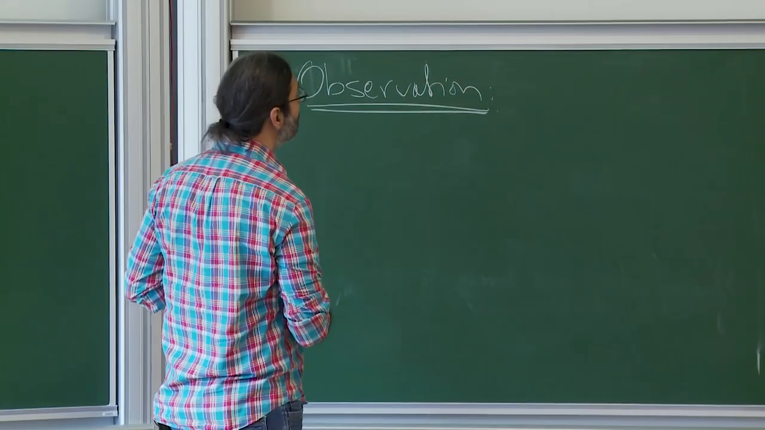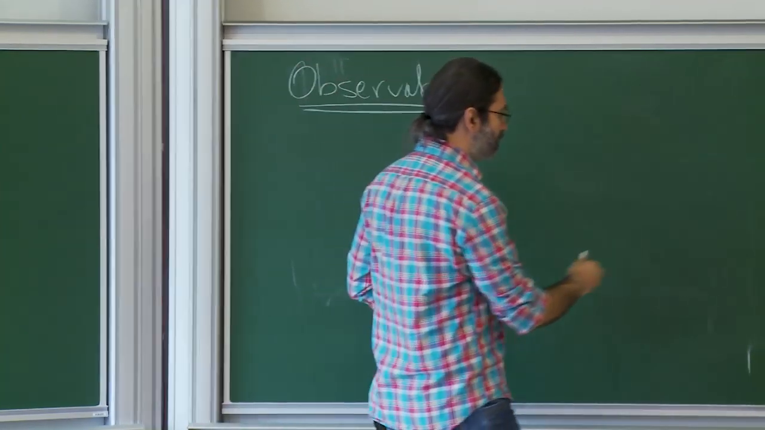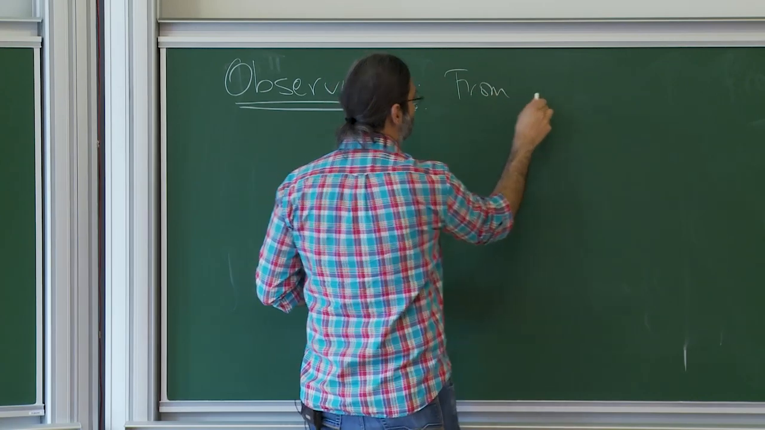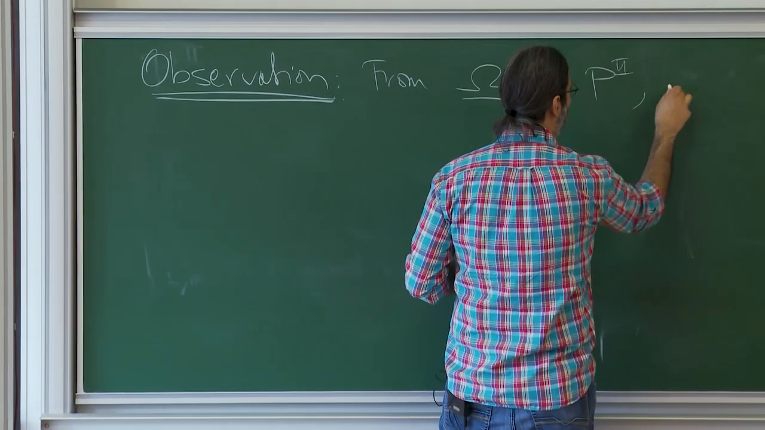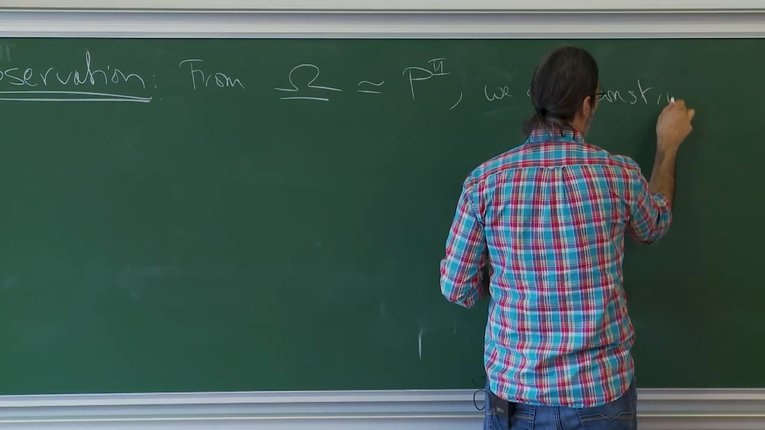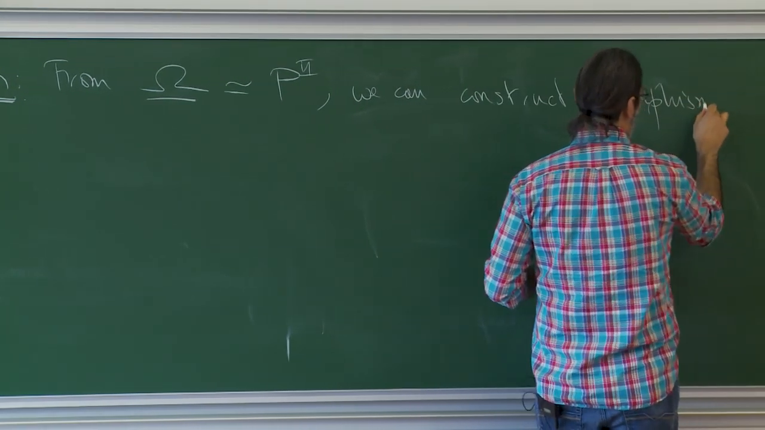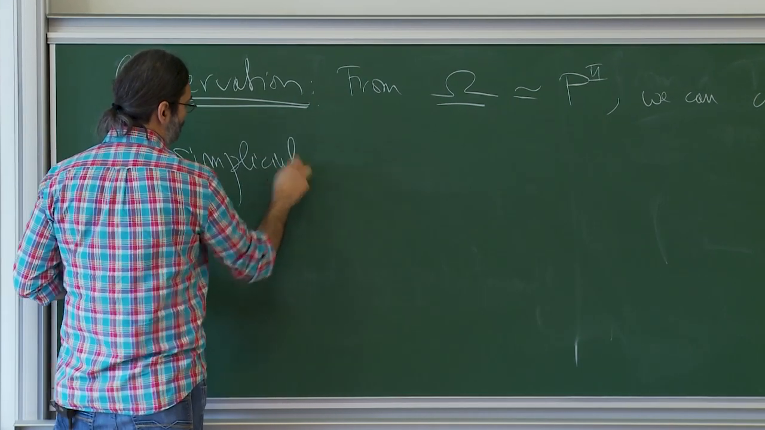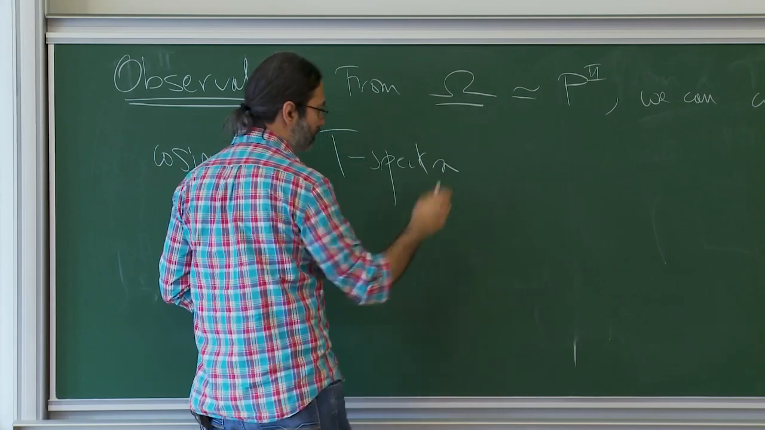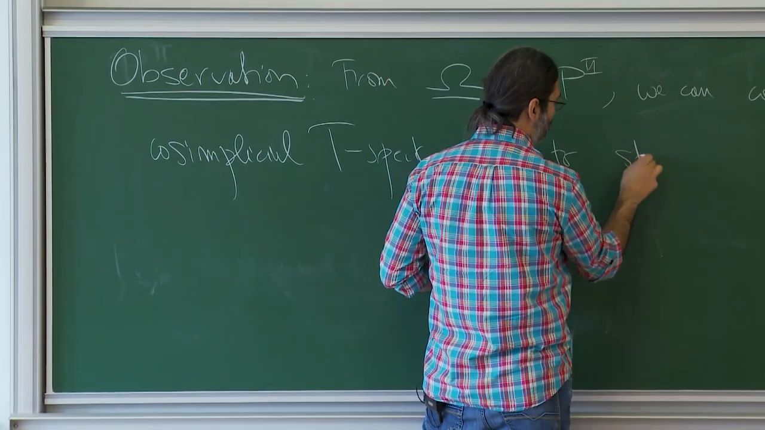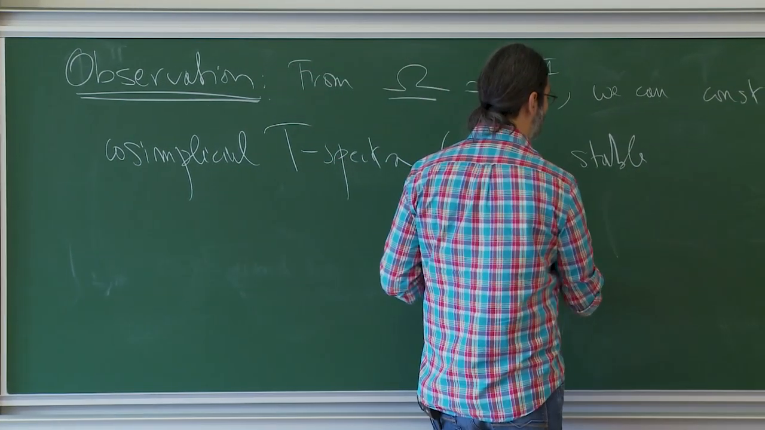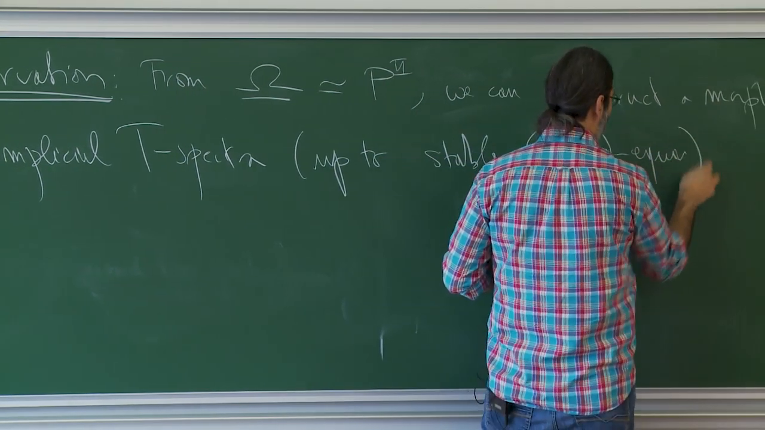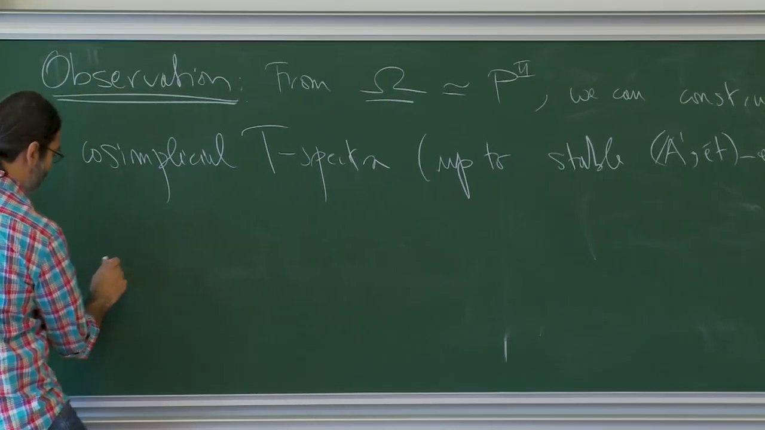Right, so I told you that omega is given by this spectrum that I have erased, and from this equivalence we can construct a morphism of co-simplicial spectra. This is really up to stable A1 étale equivalence, so the morphism is not really defined, but only up to that. But in the derived category I can write it like this.